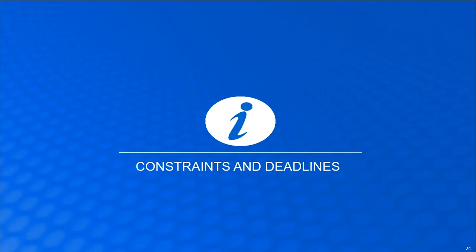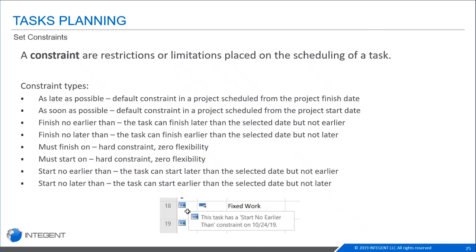So next we're going to talk about constraints and deadlines. They are definitely related, but they are also very different. A constraint is a restriction, a scheduling restriction or limitation that's placed on a task.